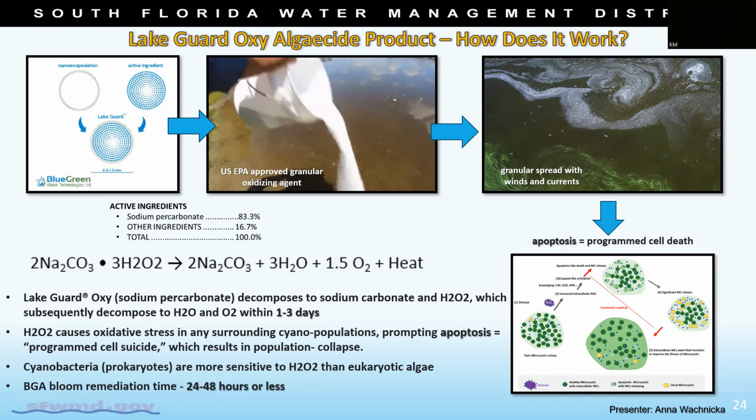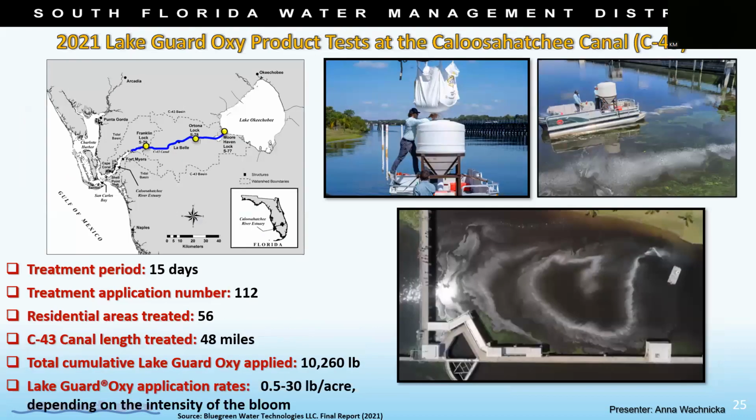There's no chemical that we are adding into the water. Again, it's a strong oxidizing agent. It reacts with the cyanobacteria population. And what is cool about this is it causes programmed cell death, which is basically the whole population collapses. Okay, so it works really well, and we can see a result within 24 to 48 hours. This is exactly what we need in our system, which is infested by those terrible blooms.